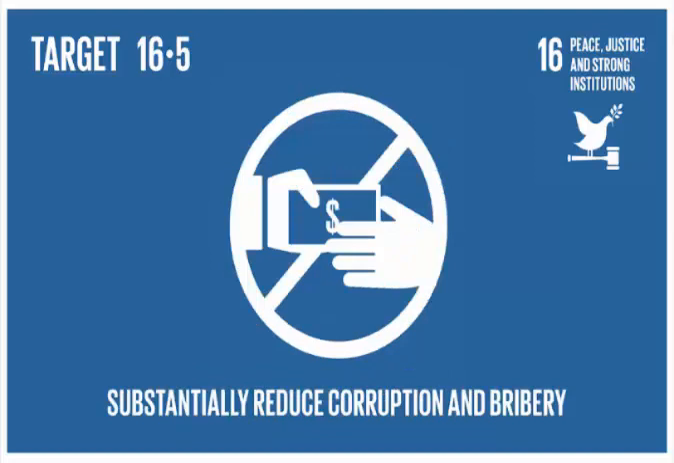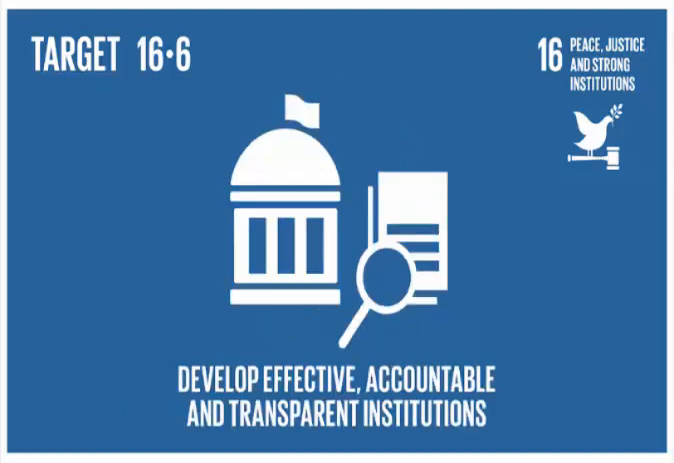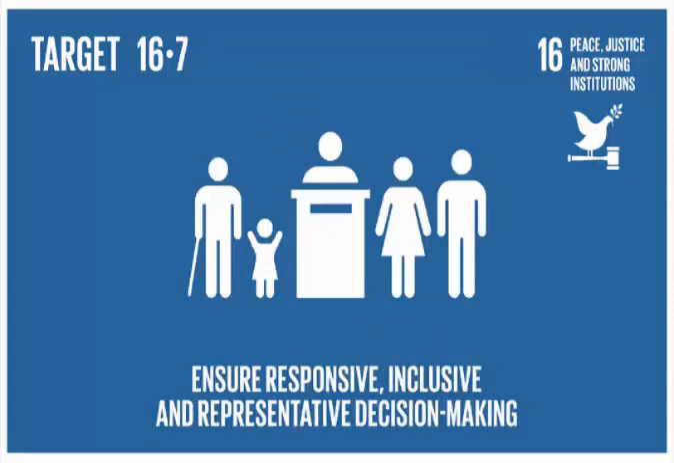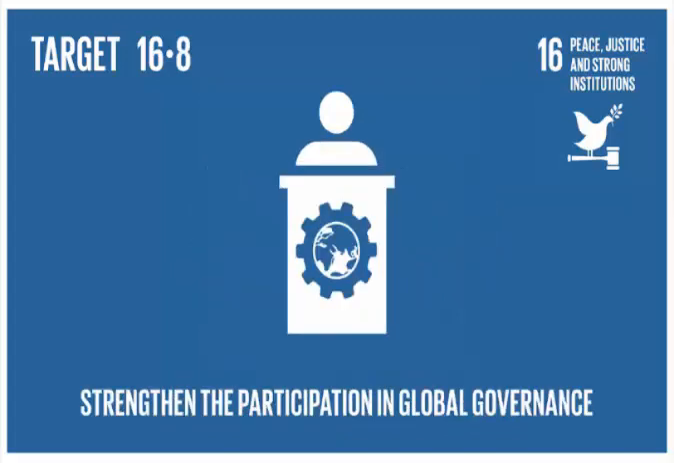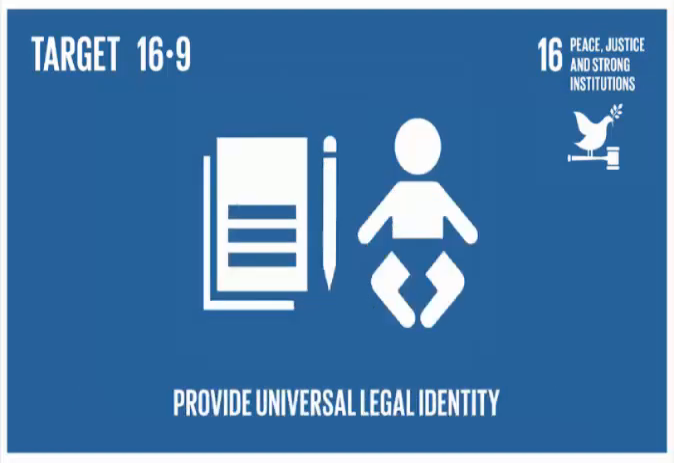Target number 5. Substantially reduce corruption and bribery in all their forms. Target number 6. Develop effective, accountable, and transparent institutions at all levels. Target number 7. Ensure responsive, inclusive, participatory, and representative decision-making at all levels. Target number 8. Broaden and strengthen the participation of developing countries in the institutions of global governance. Target number 9. Provide legal identity for all, including birth registration.